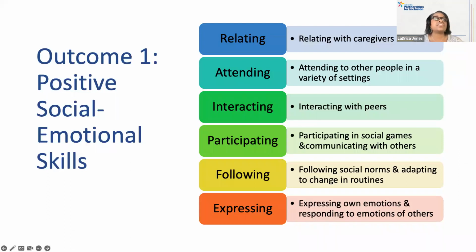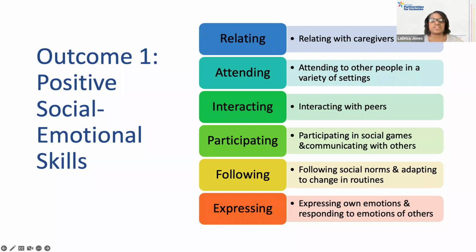Outcome 1 is positive social emotional skills. This includes social relationships. The first one, relating with caregivers, demonstrate regulation and attachment. Children should be able to respond, initiate, sustain interactions, acknowledge comings and goings. For number 2, attending, children should be able to attend to people in a variety of settings, express awareness, caution, respond to, offer greetings, respond to their own names and other people's names as well.